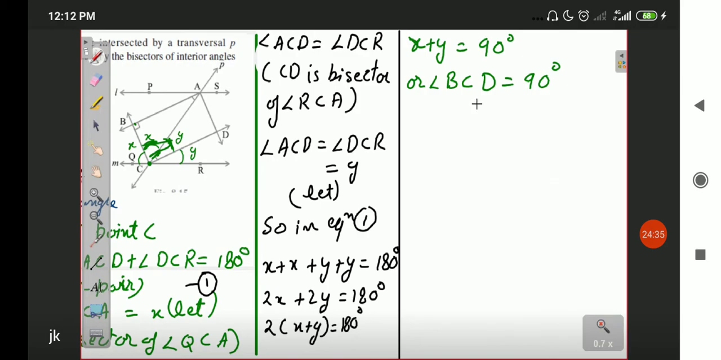Okay, so in this quadrilateral, we have proved that one of its interior angle is 90 degree. Okay. Similarly, using all the same steps, we can prove that this angle also is 90 degree. That is, angle BAD is also 90 degree.